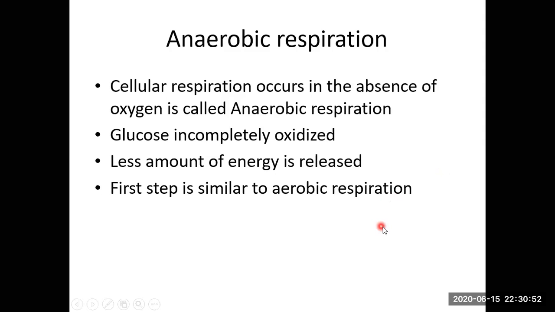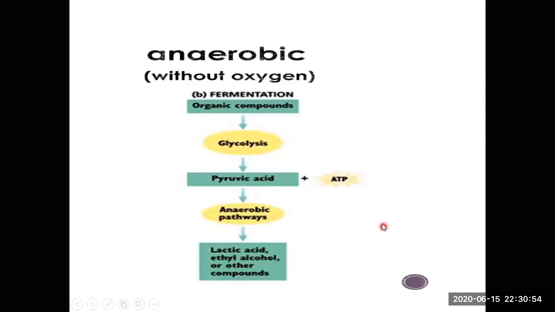Now, the first step was similar to aerobic respiration. What was the first step of aerobic respiration? It was the breakdown of glucose into pyruvic acids. Now, anaerobic respiration happens without oxygen, and we also call it fermentation. Any organic compound is used, such as glucose, proteins, and fatty acids. That compound will be broken down into 2 pyruvic acid molecules, a similar step, which is glycolysis, and 2 ATPs are produced, as we already discussed.